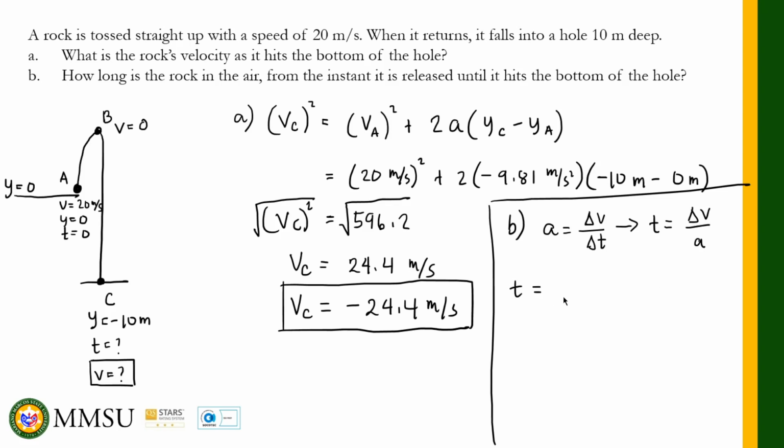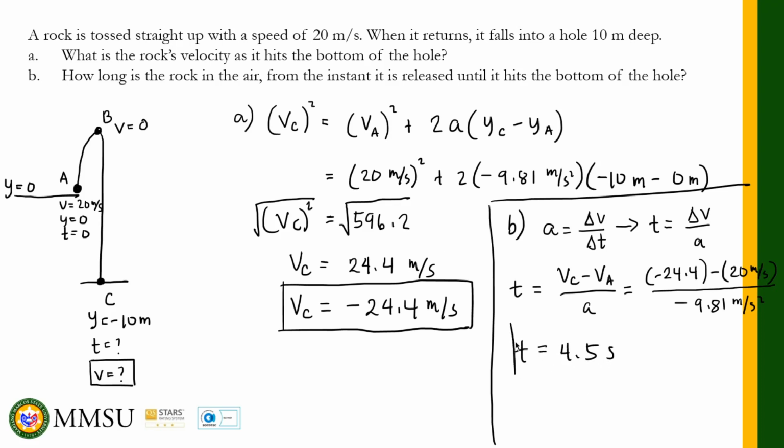Using this formula, the change in velocity is the final velocity minus the initial velocity, so we have v sub c minus v sub a all over the acceleration. The velocity at C is negative 24.4 meters per second, minus the velocity at A, positive 20 meters per second, divided by negative 9.81 meters per second squared. Using our calculator, negative 24.4 minus 20 divided by negative 9.81 gives 4.5 seconds. So this is now our answer for letter B. That's it for this problem.